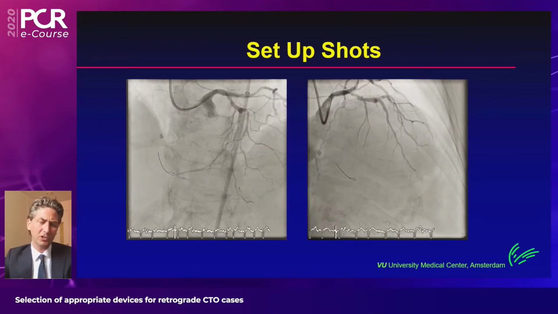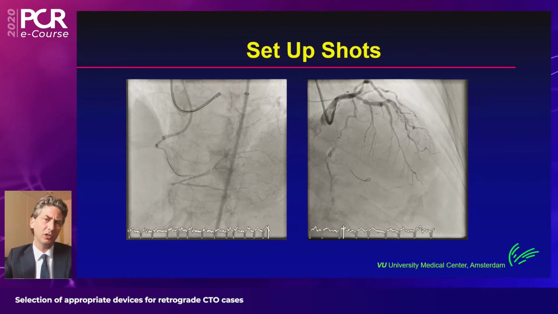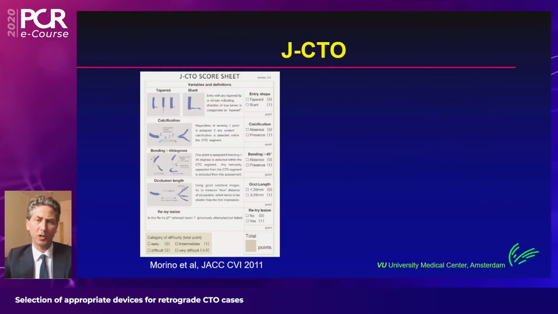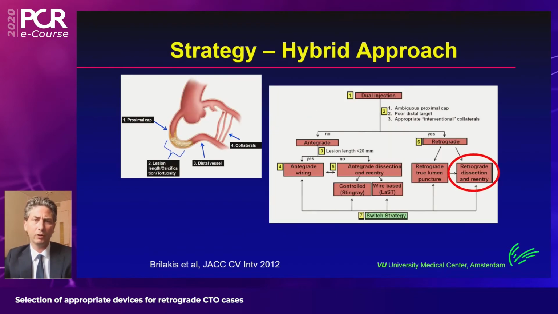So this now warrants a strategy for how to optimize a PCI CTO in this case to be as fast and efficient as possible. Again, the JCTO score in this patient is very high because of the ambiguous cap, which is blunt, the calcification, the bending, and the occlusion length. So it's a JCTO score of 4, which means that antegrade wiring or the retrograde wiring approach is very likely to fail. So this is very likely to be a dissection reentry technique, because wiring in these cases, no matter the sophistication of wire these days or the operator skill, is very likely to fail.